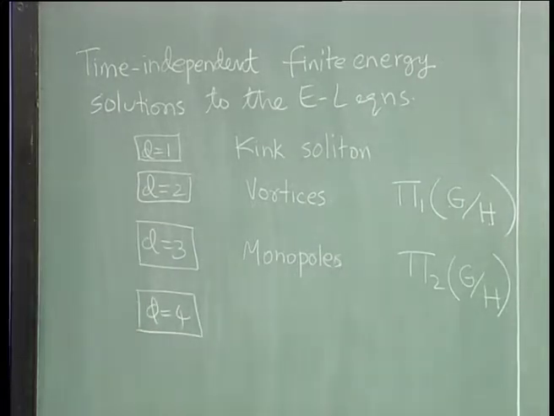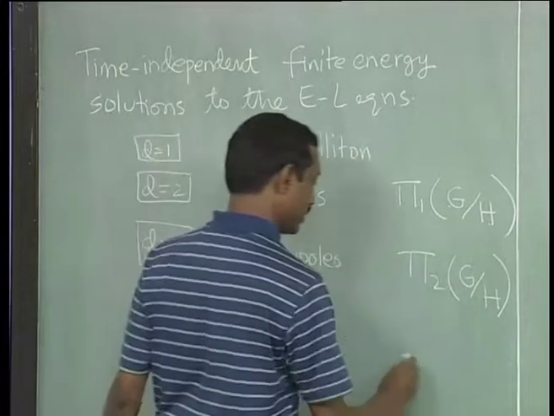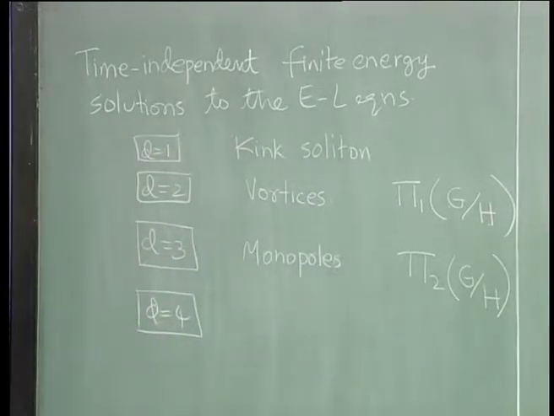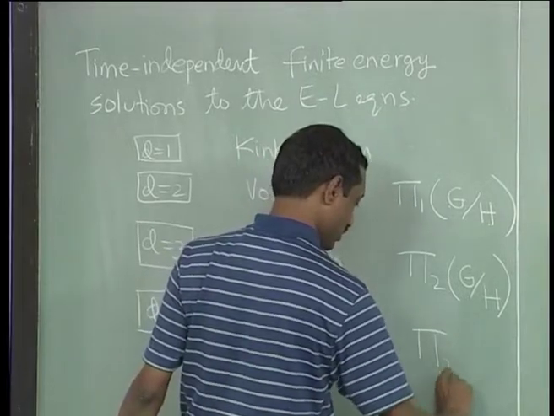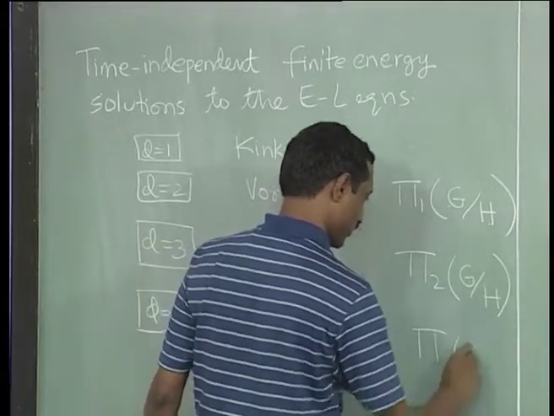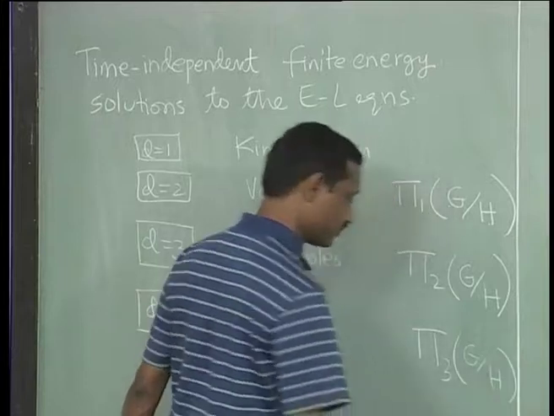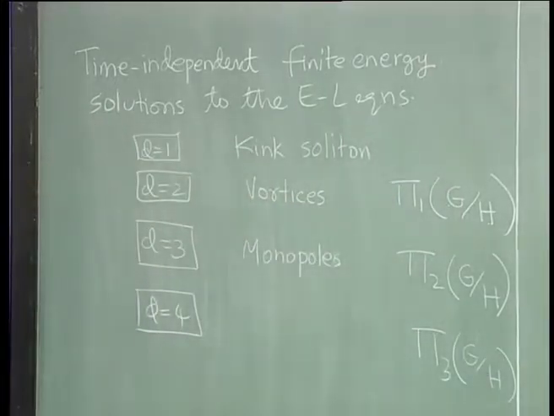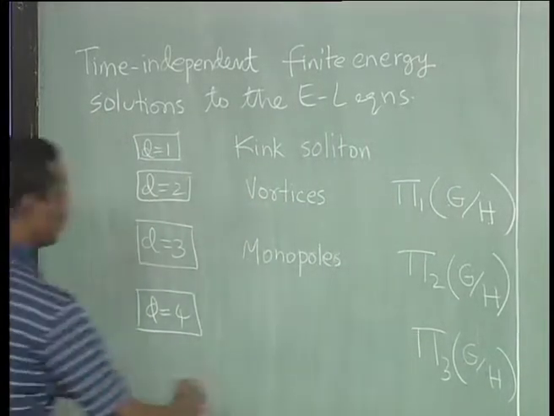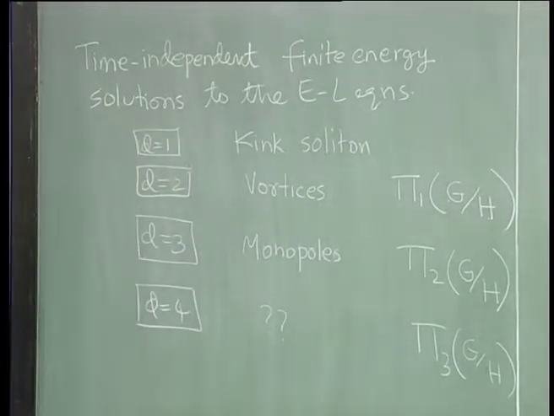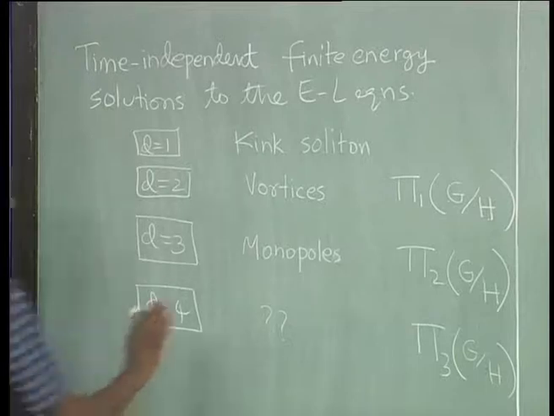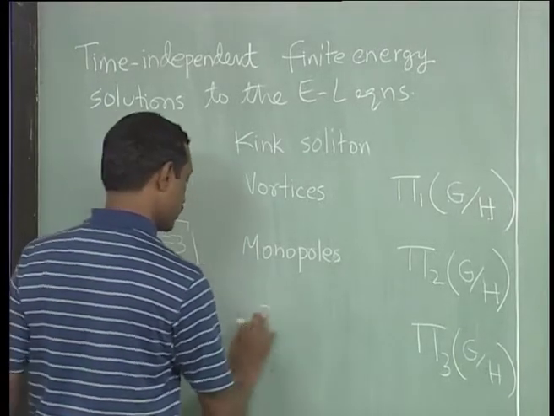equal to 4. Then things would be classified by the boundary at infinity, which would be a 3-sphere. So, you should start looking at pi 3 of G mod H or whatever, something like this should be classifying these things, and what should you call these objects? We will see that these objects have a name, they are called instantons, Euclidean instantons.